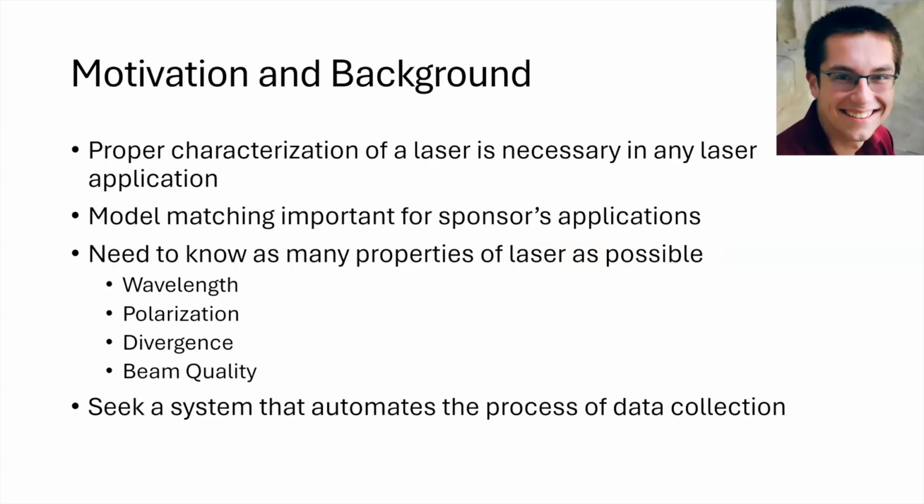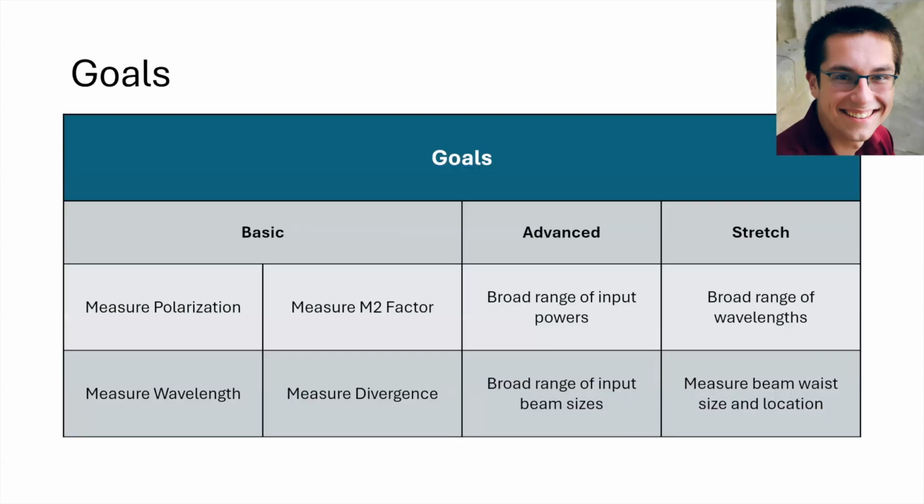For our motivation for this project, our sponsor does a lot of model matching. And so it is necessary to know many properties of a laser in order to match a model that we have for our laser system with the system that we built. In order to do this, we need to know the laser's wavelength, polarization, divergence, and beam quality. And so our system automates this data collection process.